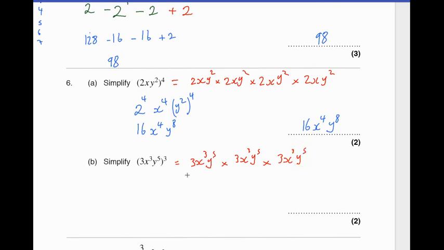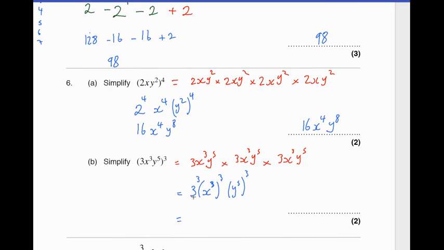Okay, and then that's 3 times 3 times 3, so that's 3 cubed. X cubed times x cubed times x cubed, that's x cubed to the power of 3. Just showing you guys what the ideal first step would be. The red bit is just showing you the long way. But hopefully, once you get used to this, you'd start to then write it like this from the get-go.